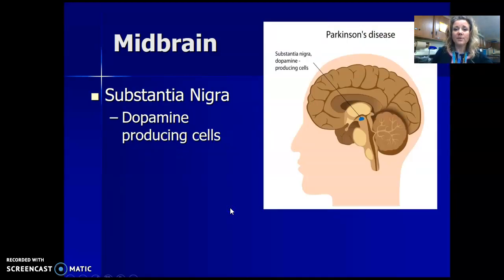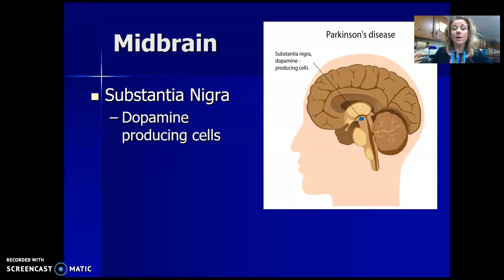The midbrain also has some specialized nuclei. Recall that nuclei in the central nervous system are clusters of nerve cell bodies that appear gray in color. These are called the substantia nigra. They contain dopamine-producing cells. And when these cells are damaged or if they start to die, the level of dopamine drops in the brain. And the patient is not able to temper their muscle movements.